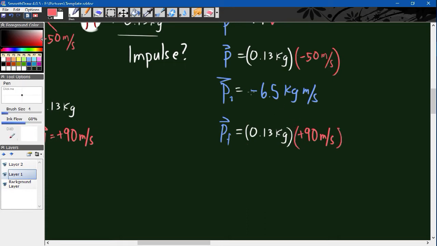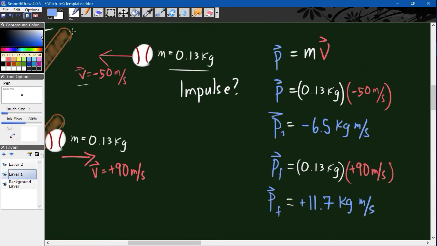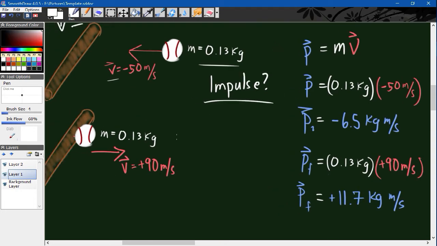And then after multiplying this, you should get, alright, this is just the math part, so of course it's tedious. I'm sorry. Multiplying them together, times 90. It's around positive 11.7 kilogram meters per second. So it was asking what is its impulse. What was the impulse done by the stick on the ball?